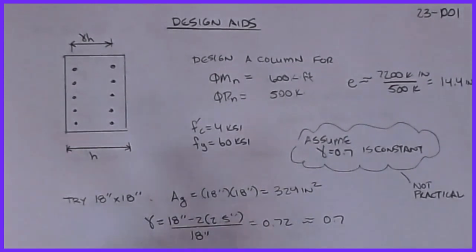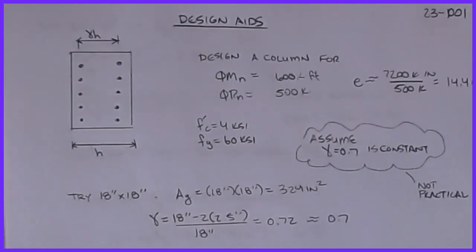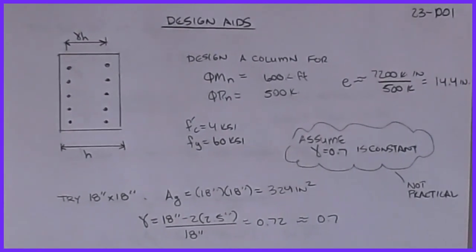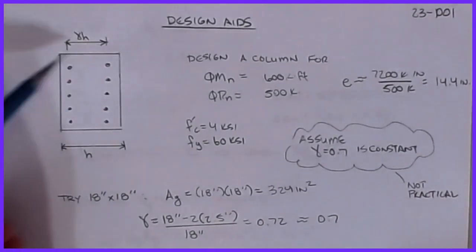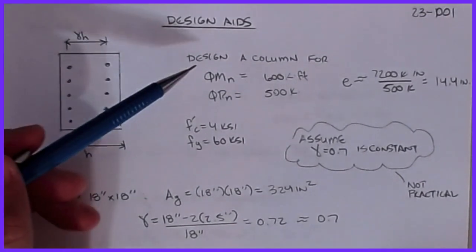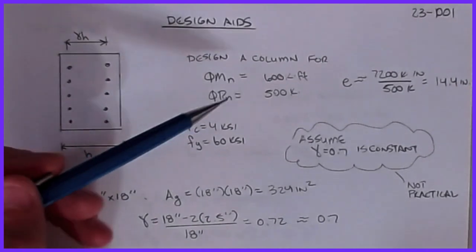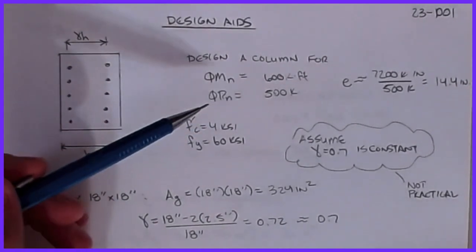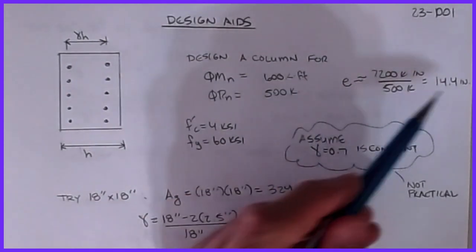All right, so I'm going to show you some of the design aids by working through an example, and I'll explain the chart in a second as we go through. For this, I'm going to look at a column that has steel in two faces, and we're going to design a column for 600 kip-feet as the moment and 500 kips as the axial load. This corresponds to an eccentricity of about 14.4 inches.